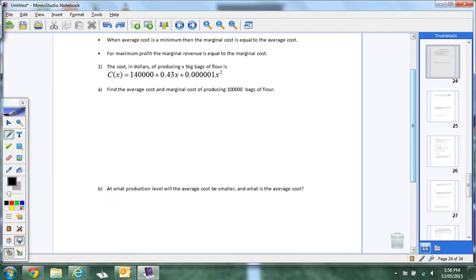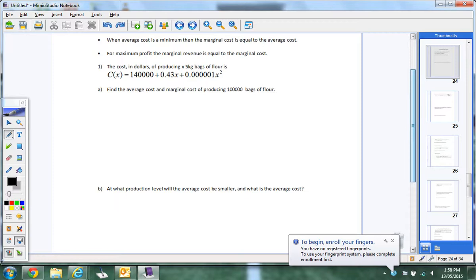So when average cost is a minimum, then the marginal cost is equal to the average cost. What that means is if it asks you to find a minimum, like if you're trying to minimize the cost of a product, you would set the average cost equal to the marginal cost. Now, whenever it says marginal, think about instantaneous cost. When I say instantaneous, what do you think? Derivative, okay? So whenever you see marginal cost, marginal revenue, marginal, you think derivative, okay?